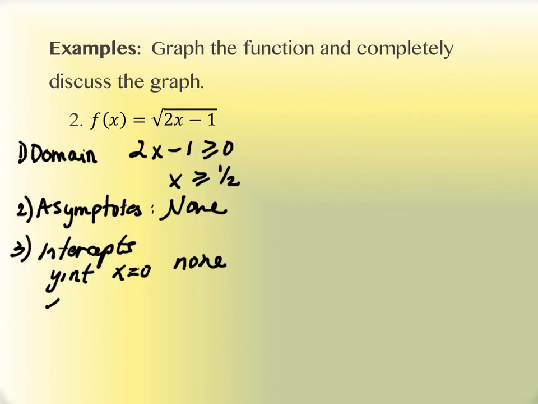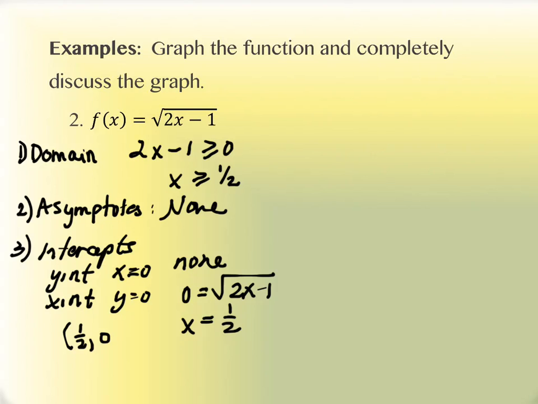How about an x-intercept? That is, what happens if I let y equal 0? This is at x equals 1/2. That is going to be the smallest value that I can get on my graph. So I do have an ordered pair that is the x-intercept at (1/2, 0). Okay, everybody good so far?